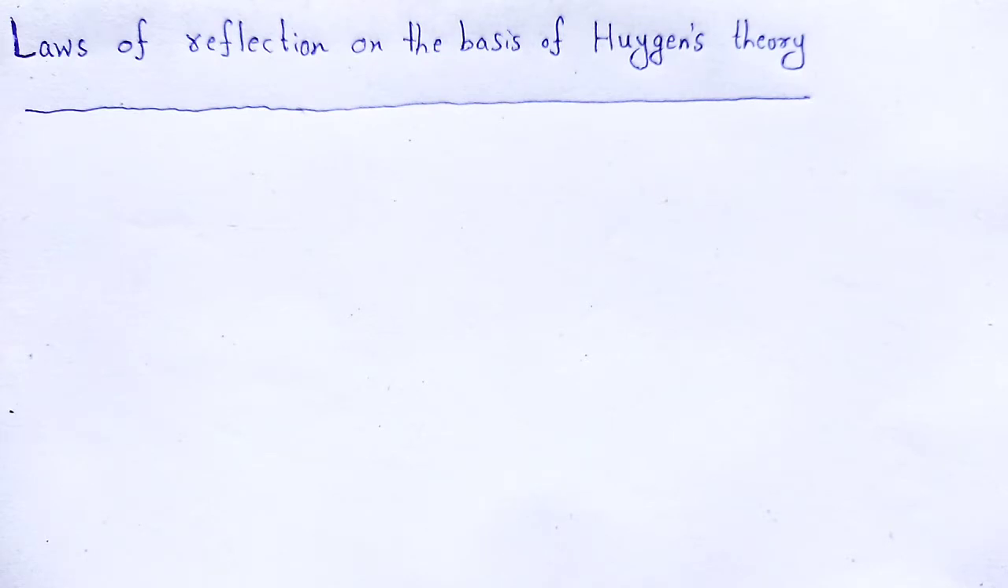There are two laws in reflection. The first law of reflection is the angle of incidence is equal to the angle of reflection. The angle of incidence means the angle between the incident ray and the normal. The angle of reflection means the angle between the reflected ray and the normal. These two are equal in case of reflection.